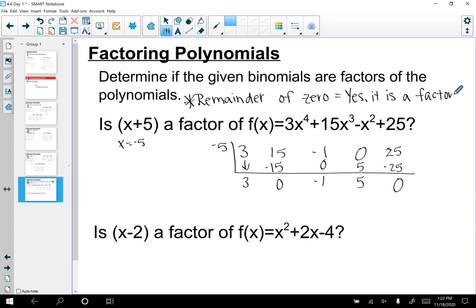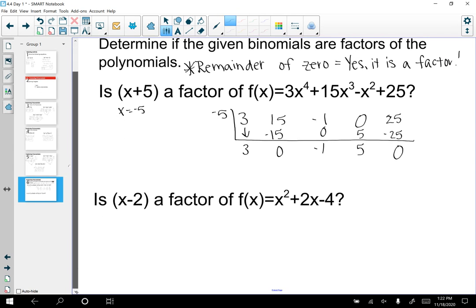Okay, so that's how we can determine if it is a factor, if we use synthetic division and get a remainder of 0. Okay, so now I want you to go ahead, pause the video, and try this second one. So I'm going to go ahead and set up my coefficients, 1, 2, 4. We're not missing any terms. This would be a 2.